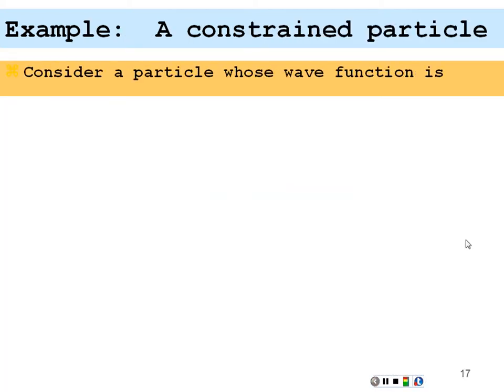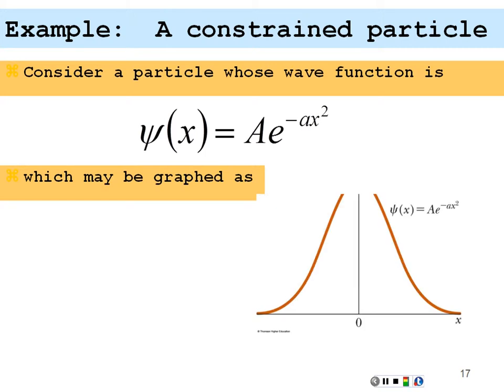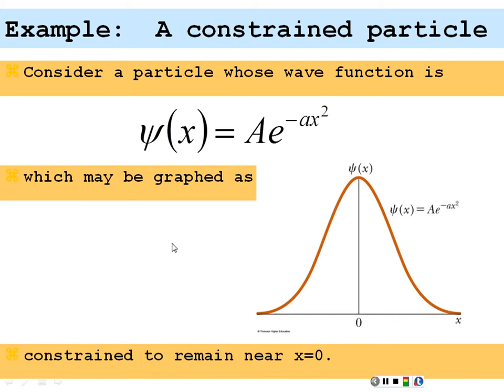For example, consider a constrained particle whose wave function looks like this. Psi of x is equal to A e to the negative a x squared. This may be graphed as something that looks like this bell curve here, and the wave function is maximum at x equals 0. It drops off on either side as e to the negative a x squared, asymptotically approaching 0. So it's constrained to remain near x equals 0.